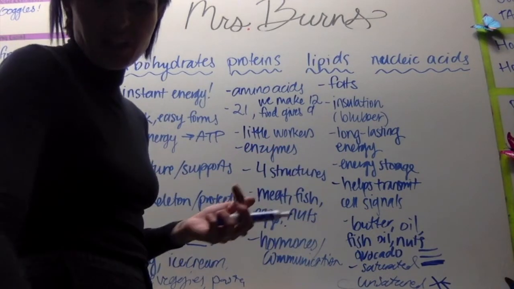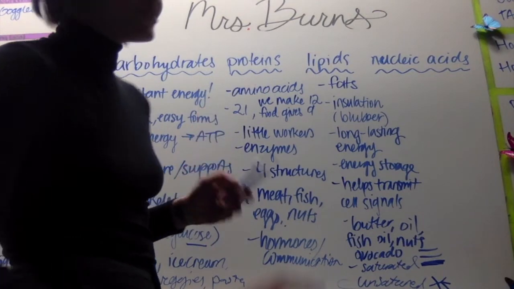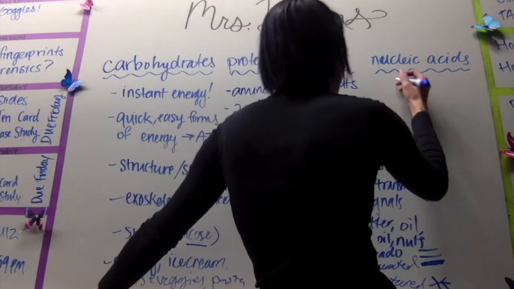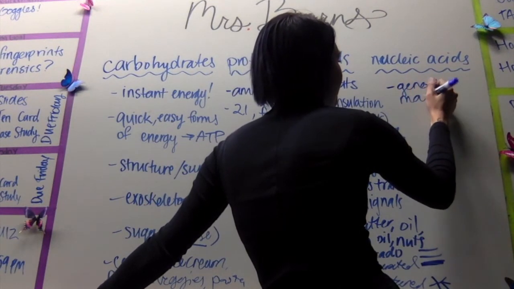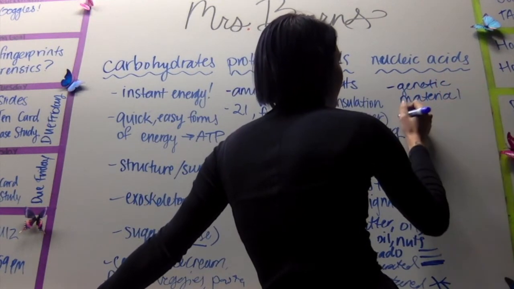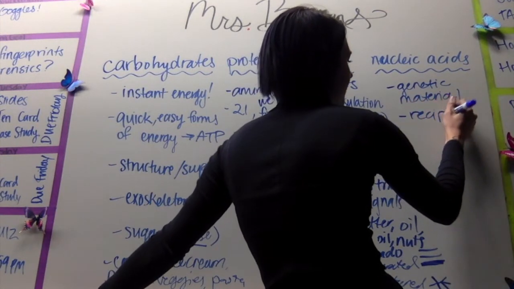Oil is more liquidy. Okay, so finally getting to nucleic acids. Nucleic acids store genetic information. So it's genetic material. It's kind of like the recipe to make us.